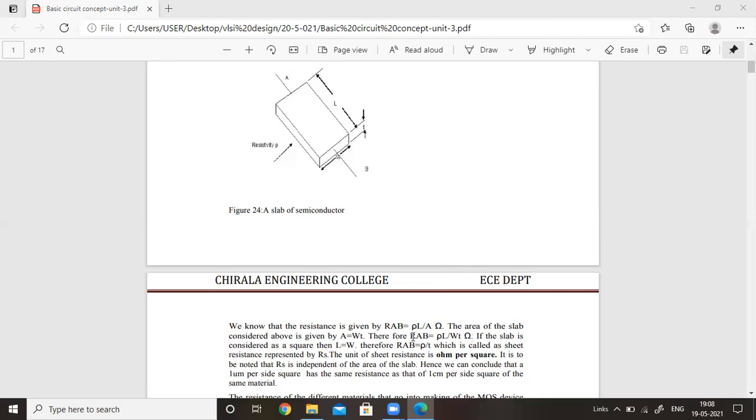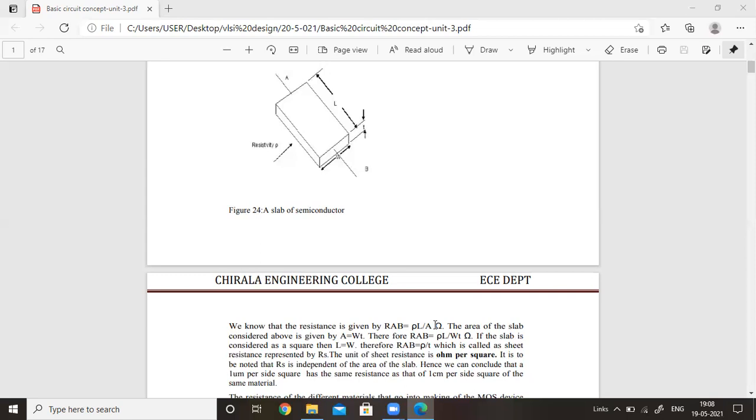So we have found the resistance of the slab in terms of Z, the length to width ratio: R suffix AB is equal to Z into rho divided by T, in ohms. For example, if you take the slab as a square, what is a square? Length is equal to width. We are assuming that length is equal to width in this case. Whenever you consider a square, it is nothing but length equal to W.